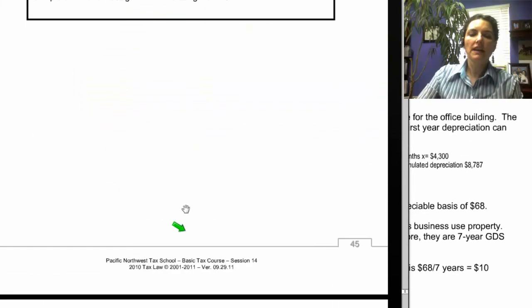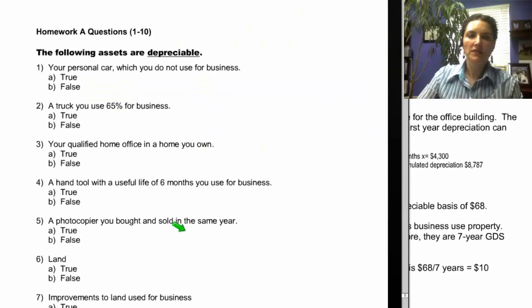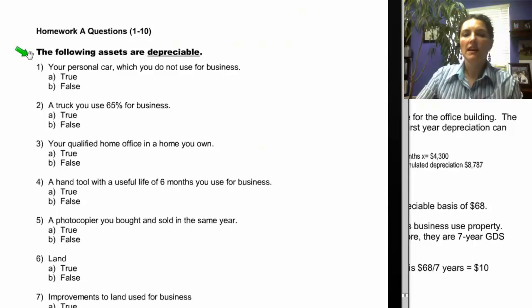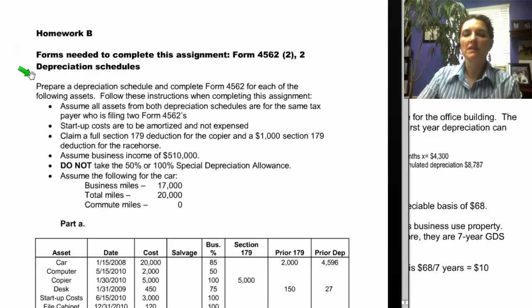So that concludes the lecture portion of Session 14 of the Basic Tax course. I leave you now to peruse the homework assignment and complete the reading and homework assignments for session 14. Homework assignment A is essentially true-false questions, fairly simple. Homework assignment B is similar to the classwork assignment we just completed.